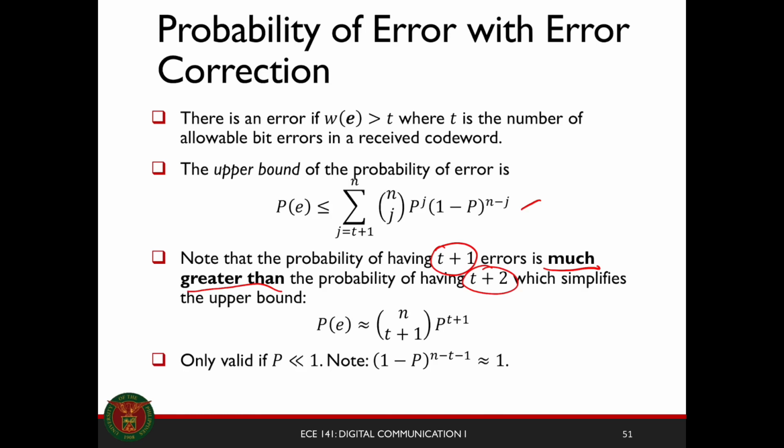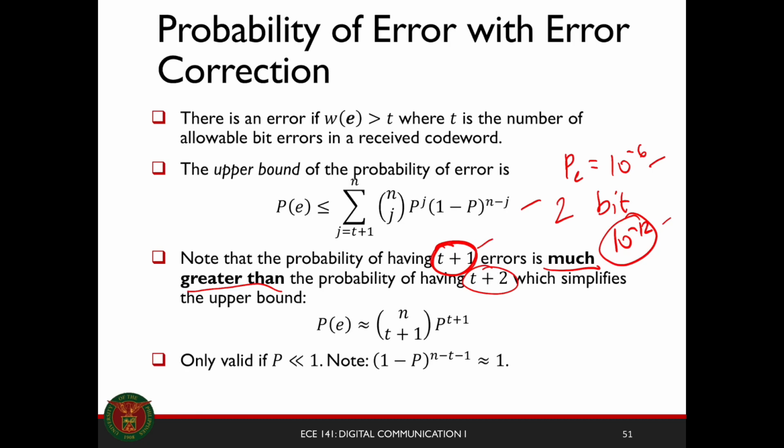When you have a probability of error of 1-bit error per 1 million bits, the probability that there are 2 consecutive errors is 10 to the minus 12. It's very much smaller than the probability that there's only 1-bit error. So we'll rely on that concept, and we'll only consider the probability that we have t plus 1 errors, depending on the error correcting capability of the code.